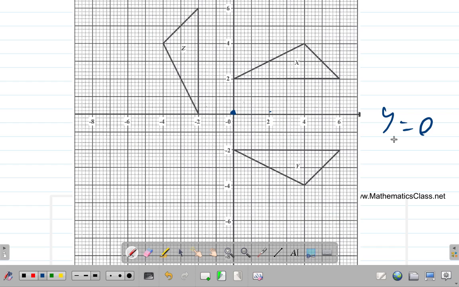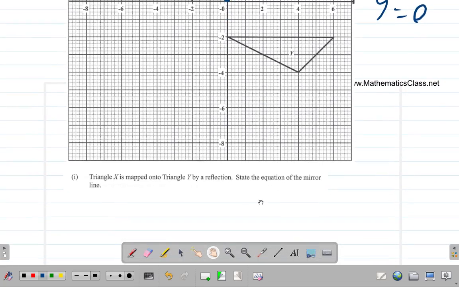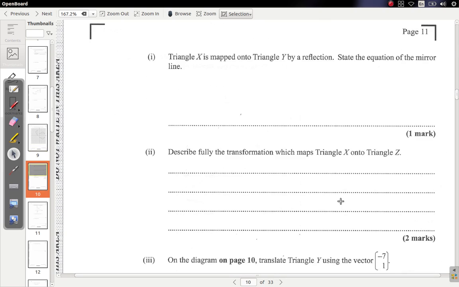You have to remember that, right? So in that case, that is the equation. So state the equation of the mirror line: the mirror line is y equals 0. So make sure you remember that. Then, after that, describe fully the transformation which maps X onto Z.